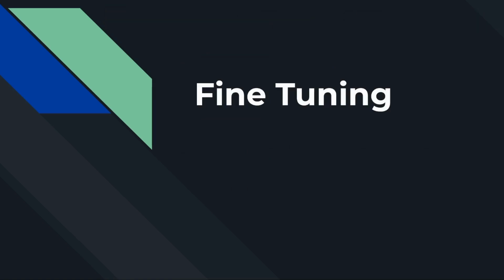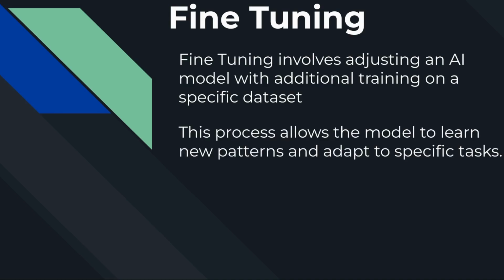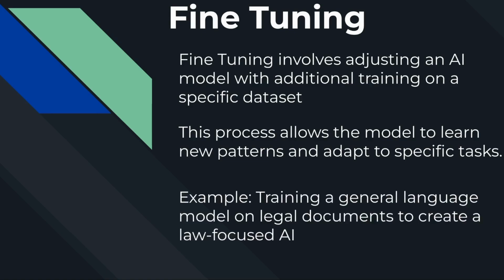Let us now understand what fine tuning is. Fine tuning involves adjusting an AI model with additional training on a specific data set. Now it has to do something very specific with the AI model itself. So while prompt engineering has something to do with the way you ask a question, now it has something to do with changing the AI so that it responds in a certain way. This process allows the model to learn new patterns and adapt to very specific tasks.